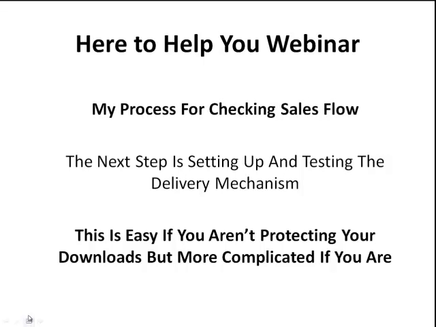Then the next step is setting up and testing the delivery mechanism. And like I said, this is the part where most people have problems: actually setting up the access that people have to the various parts of the product that you're selling, whether it be straight download pages or a membership site. Now this part's really easy if you aren't protecting the downloads. If you're using just a straight download page, it's really easy to check the delivery mechanism and make sure everything's working.